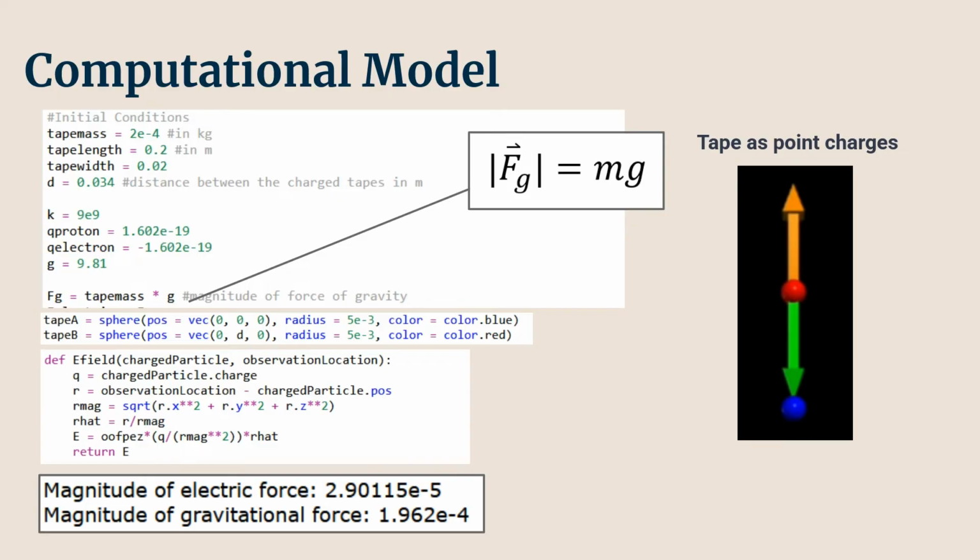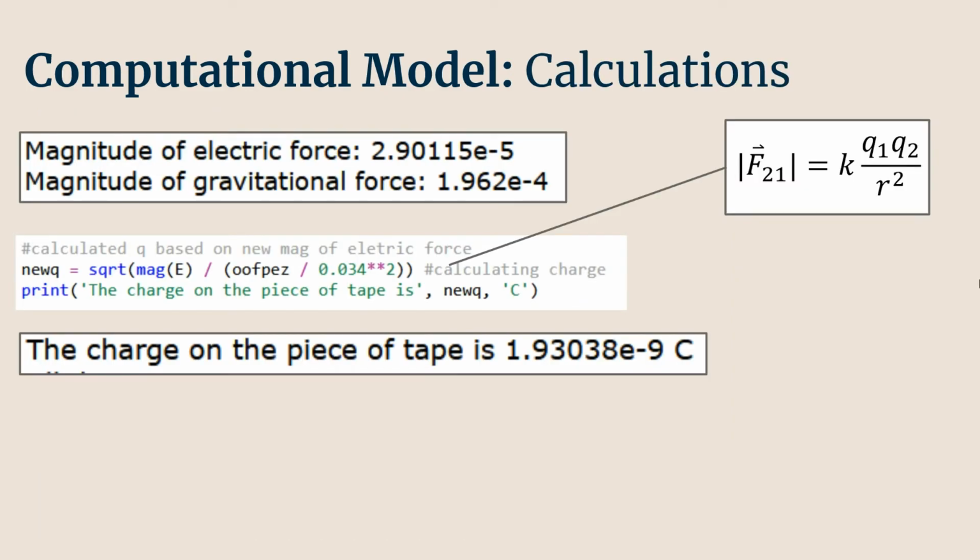It was found that the magnitude of the electric force was 2.90115 times 10 to the negative 5, and the magnitude of the gravitational force is 1.962 times 10 to the negative 4. Based on the magnitude found for the electric force, the charge of the tape can be found using Coulomb's law, which is the same method as we use in the observed model, and it was determined to be around 1.93038 times 10 to the negative 9 coulombs.